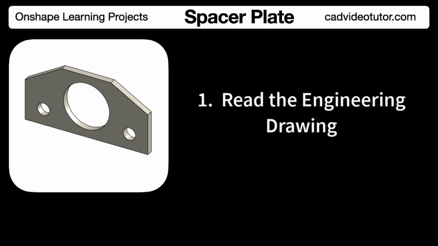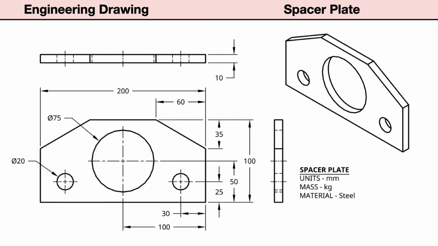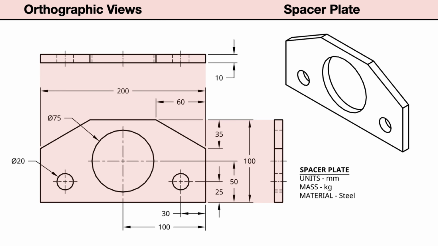In this segment, we'll review the engineering drawing for this part called a spacer plate. Let's start by identifying the views provided in the drawings. This drawing contains 2 standard views to fully describe the shape and the size of this mechanical part. First, the isometric view shows a pictorial. This helps us visualize the part in 3 dimensions.